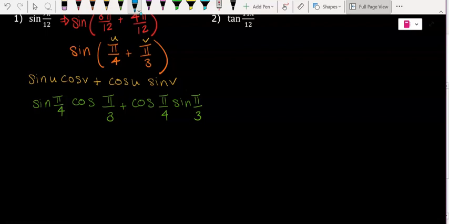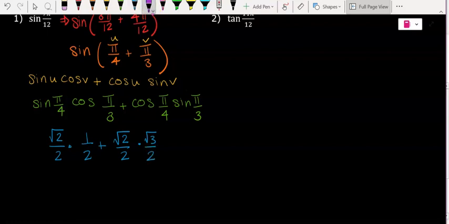So what is sine at pi over 4? Well, it's square root 2 over 2. And then cosine at pi over 3 is going to be 1/2. And then I'm going to add to that cosine pi over 4. So at cosine pi over 4, I'm at square root 2 over 2. And at pi over 3, my sine is square root 3 over 2.